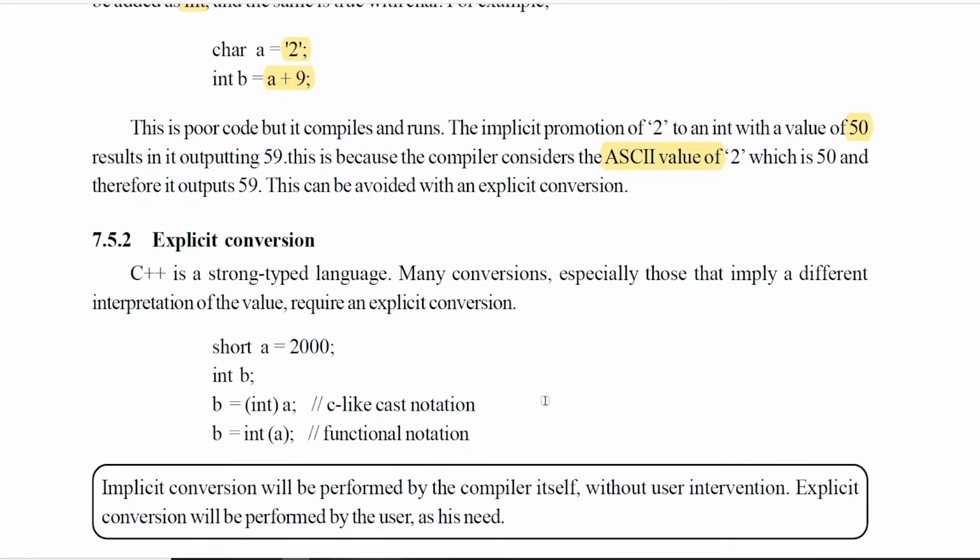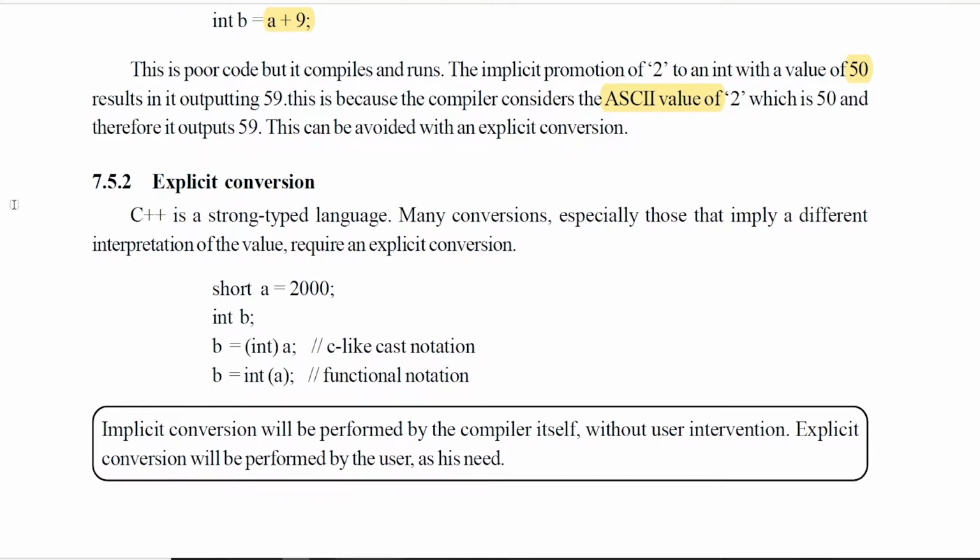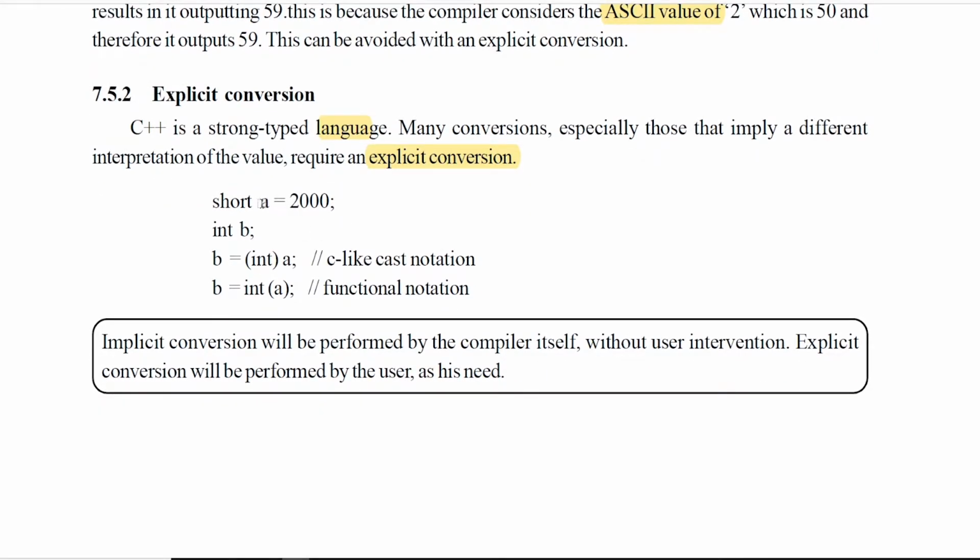In explicit type conversion, we force the value to be a specific type according to the requirements. C++ is a strongly typed language, so many conversions, especially those that imply a different interpretation of the value, require explicit type conversion. We do not want the same; we want the value to be of a specific type according to the requirements. Then we have a short integer A equal to 2000, and also an integer B. Here integer A, we are forcing explicitly. This also we are forcing. This is the operator we are using along with the expression or the values.